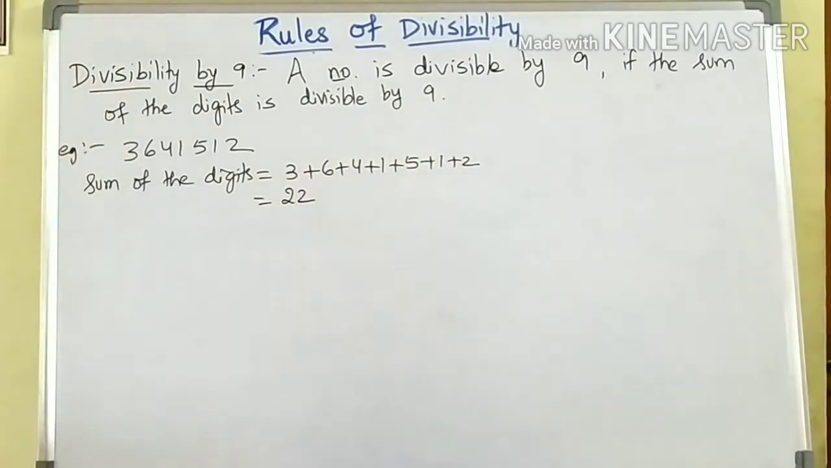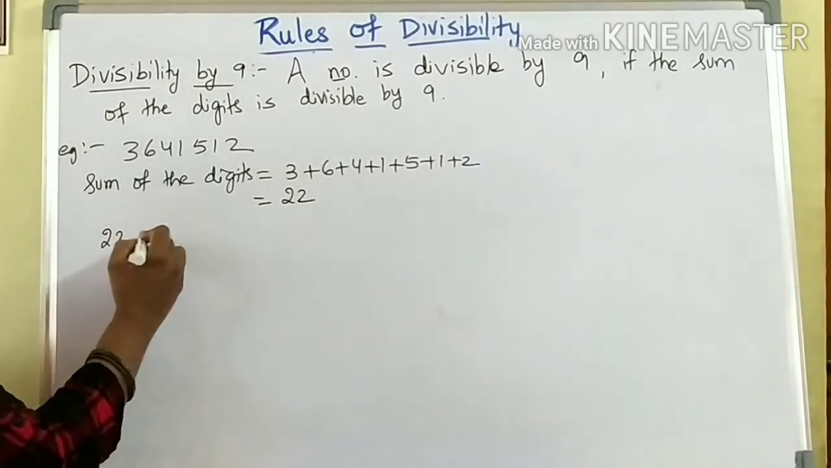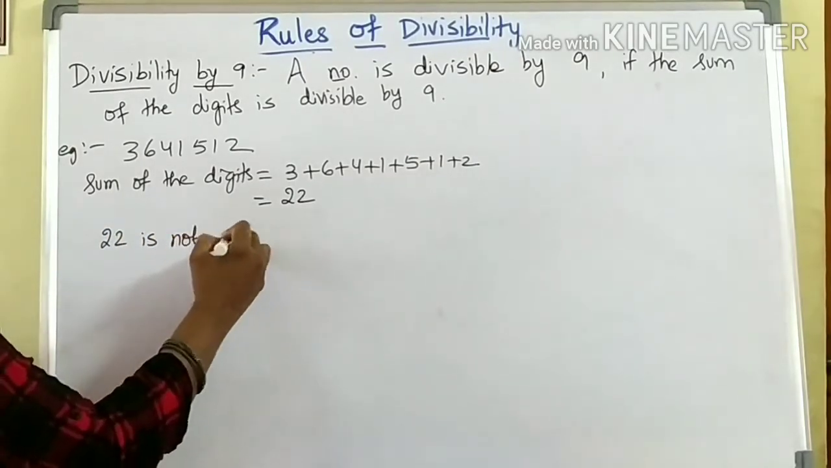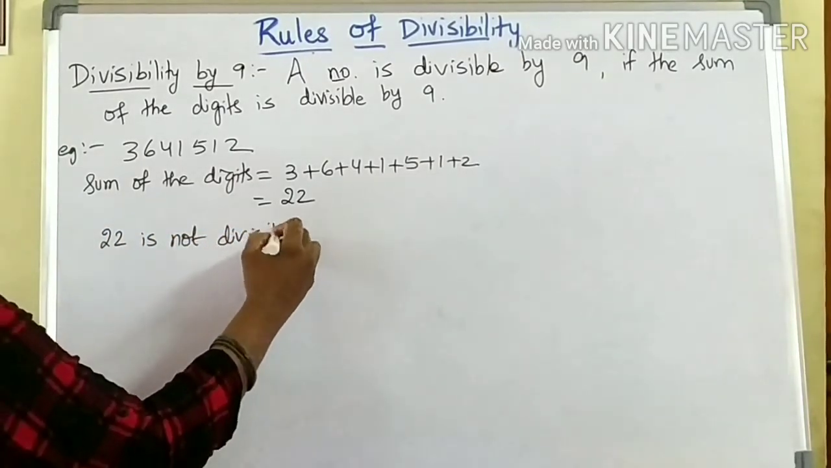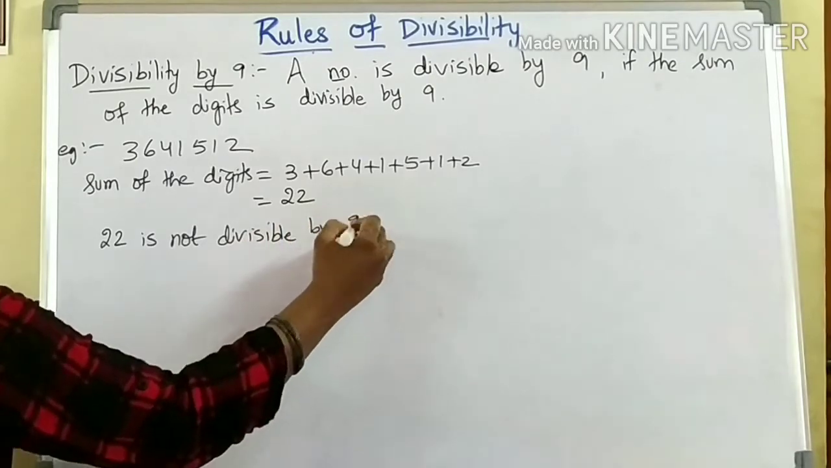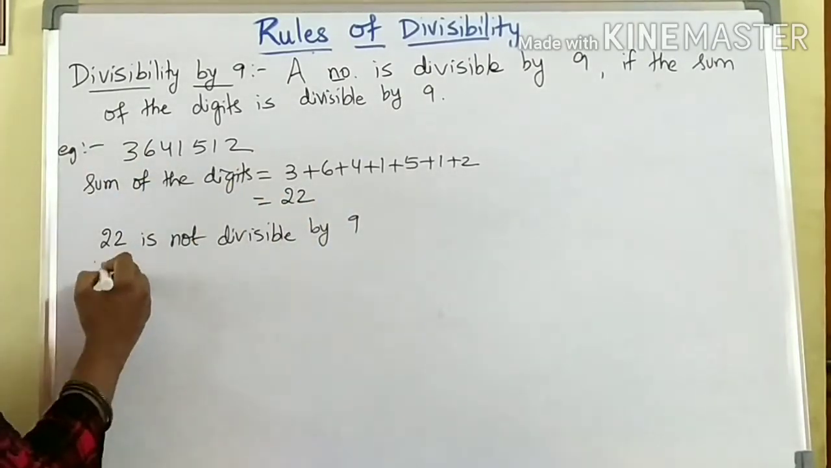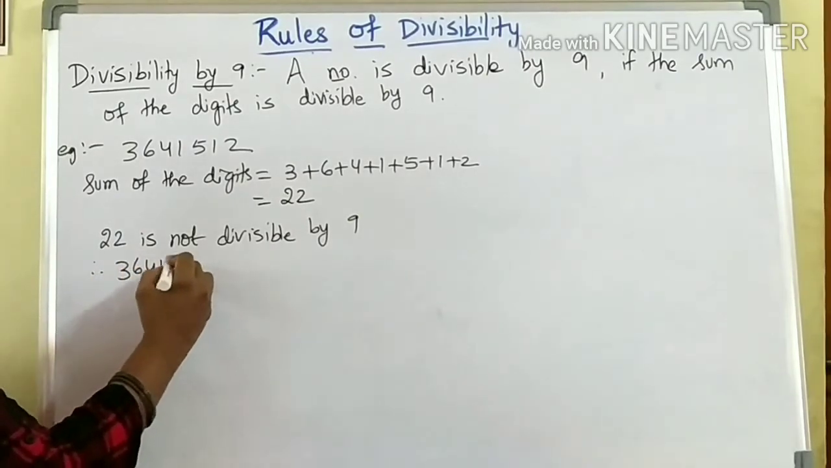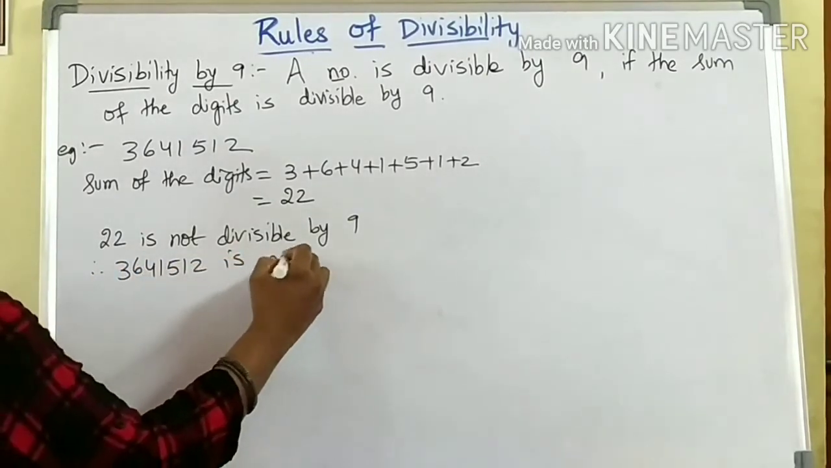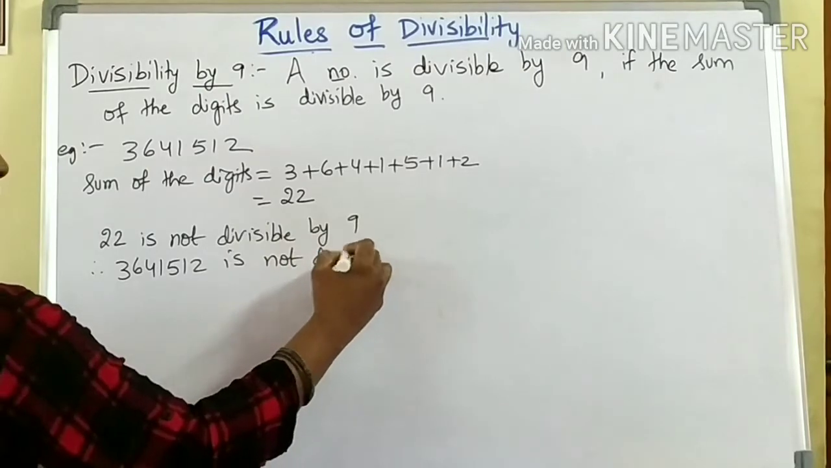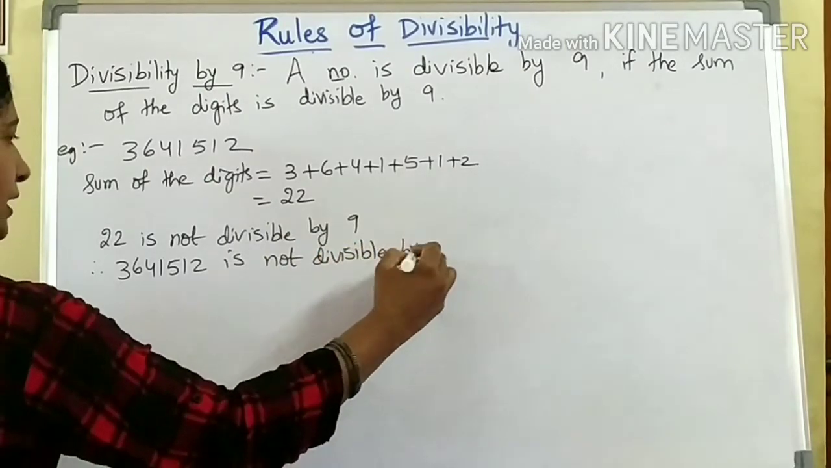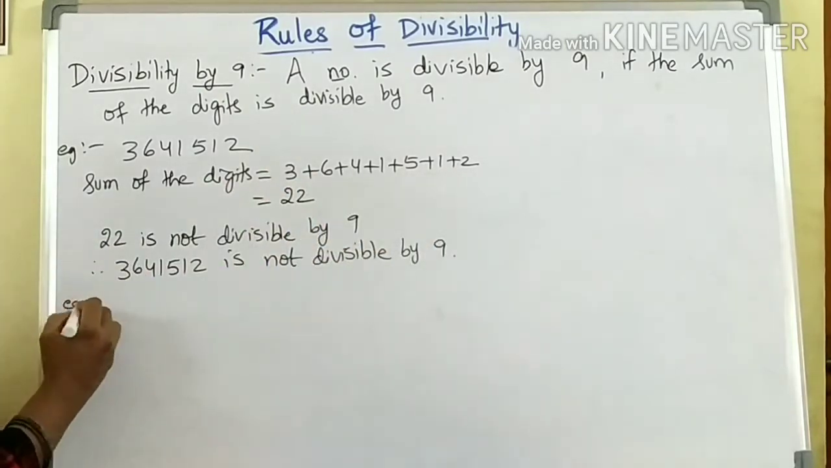Now here, 22 is a multiple of 9? Is 22 divisible by 9? No, 22 is not divisible by 9. You will not get a remainder of 0 when you divide 22 by 9. So therefore, 3, 6, 4, 1, 5, 1, 2 is not divisible by 9. One more example I am going to take.